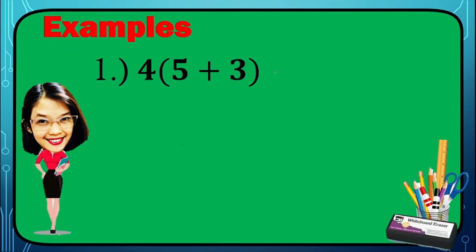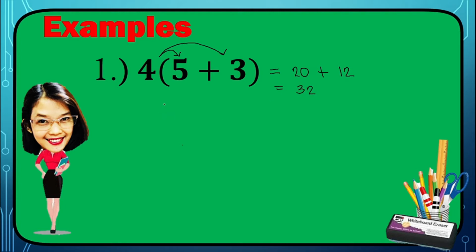For number 1, 4 times the sum of 5 and 3. Now, how are we going to solve this? Well, we can use the distributive property, and that is from what we have studied about properties of operations. So 4 times 5, we have 20, plus 4 times 3, we have 12, and 20 plus 12 is 32.